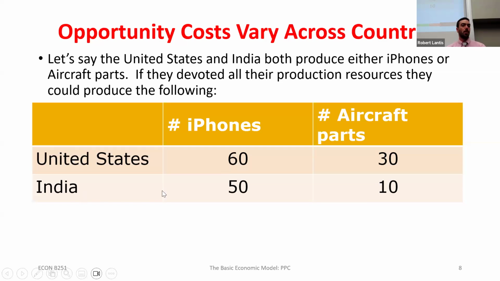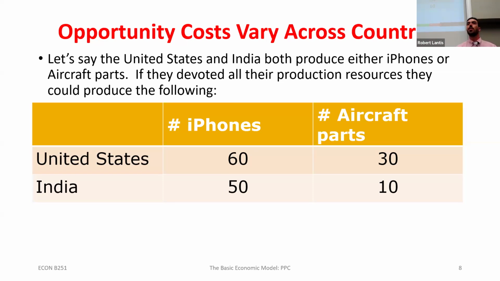If India is putting all of their resources towards iPhone production, they can get 50. If the US puts all of their resources towards aircraft part production, they can produce 30. India putting all of their resources towards aircraft part production maybe could produce 10. Okay? So if I look at this, who has an absolute advantage in the production of iPhones? What about aircraft parts? I start out with an example where one country has an absolute advantage in the production of both of these goods. That is possible.